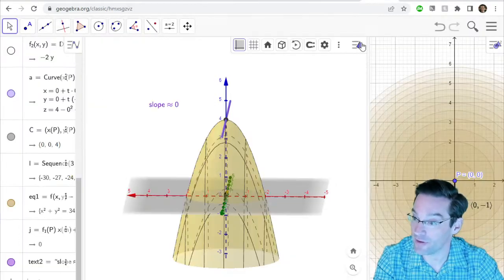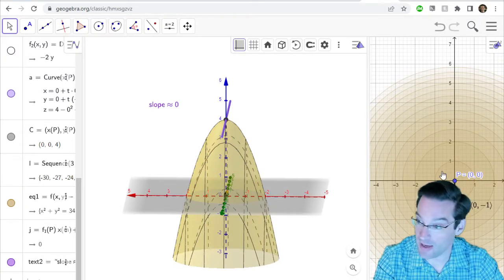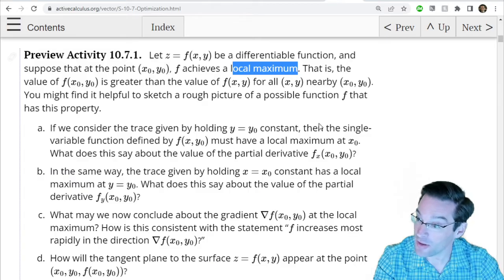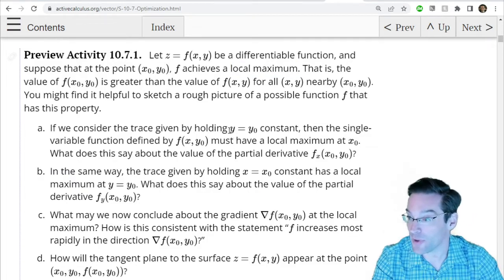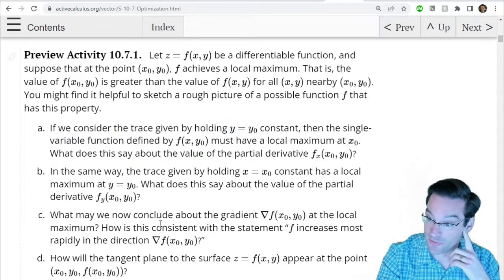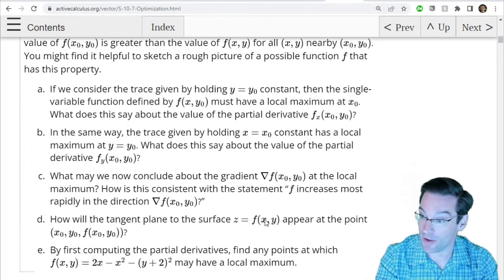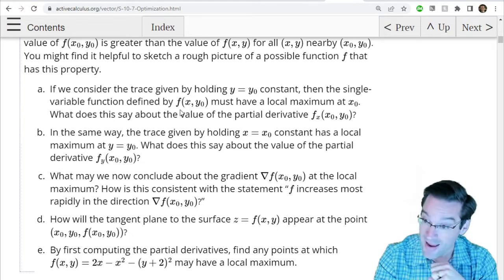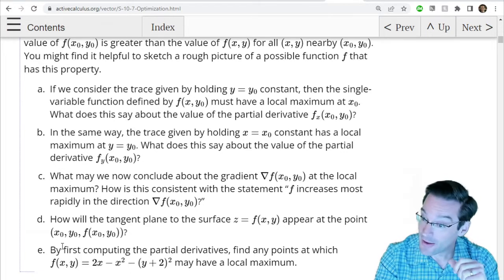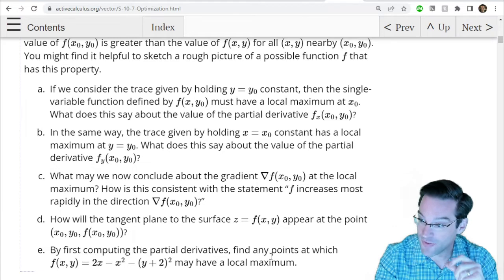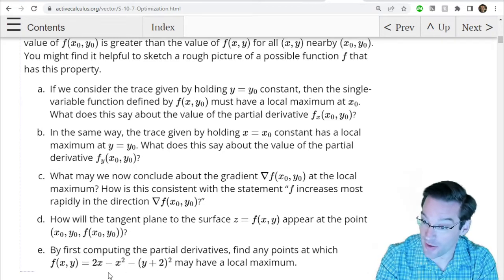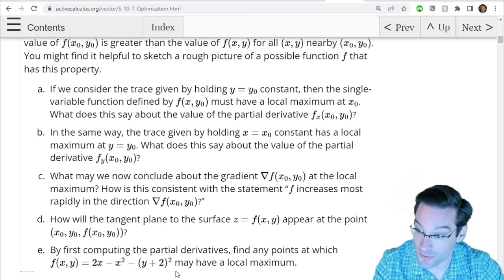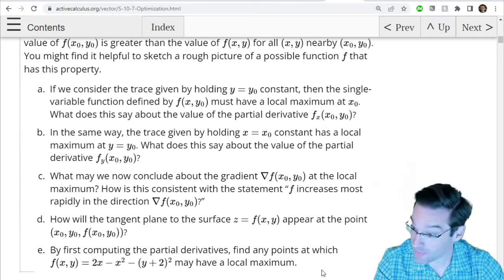that we would have here is a picture that's just like the one that we were looking at here, right? If we're at a place that's a local maximum of a function, what do we think ought to be true about the partial derivatives, and then what do we think ought to be true about the gradient, and then what do we think ought to be true about the tangent plane? And then after answering all of those questions, part E is going to ask you to find any points at which this particular function, f of x and y, is 2x minus x squared minus the quantity y plus 2 squared, might have a local maximum.